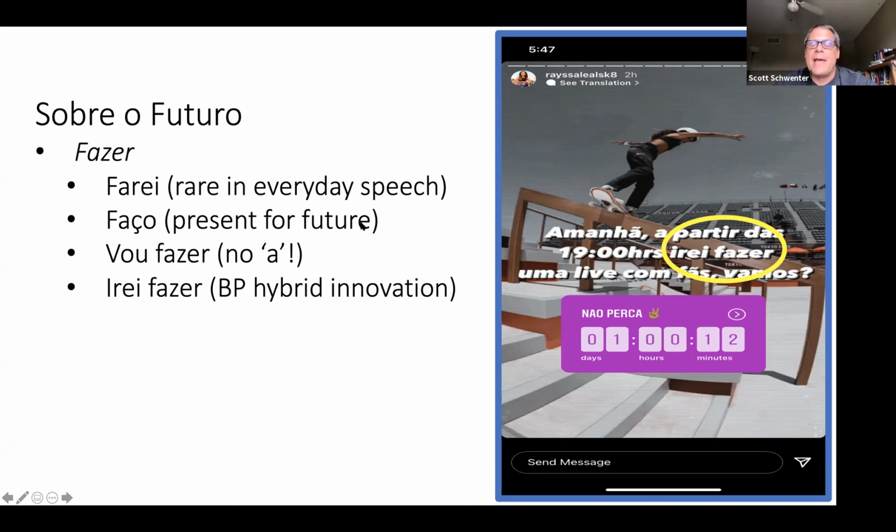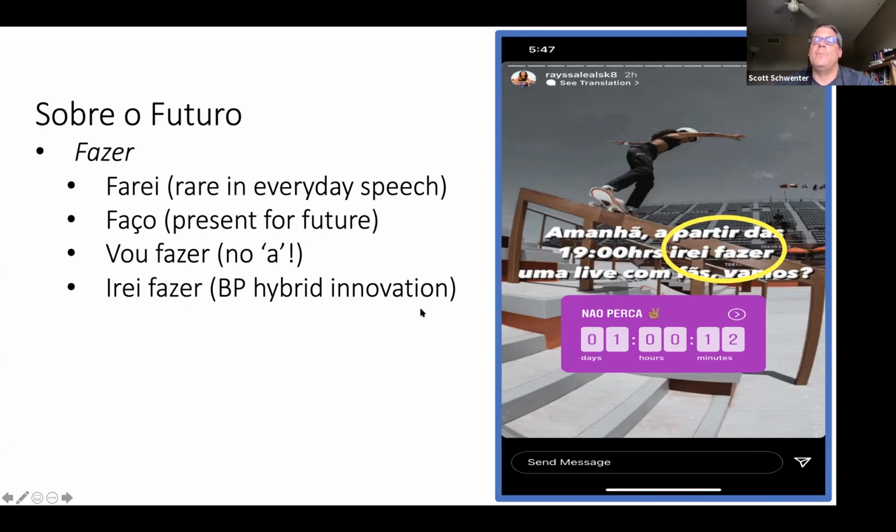I know you can do this in Spanish, but I don't know of any studies that have looked at this, but at least my intuition is you get a lot more of this in Brazilian Portuguese than you do in Spanish. So, using the present to talk about something in the future, like amanhã faço, so tomorrow I do something, just with the present. Then you have vou fazer, and notice that unlike in Spanish, you don't have an a, right? So in Spanish, you have voy a hacer, but in Portuguese, there's no a.